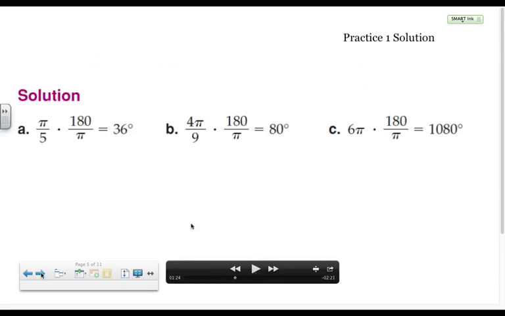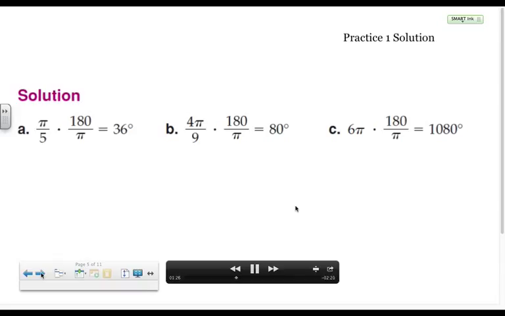So here are your solutions. Okay, pi over 5 we multiplied by 180 over pi. Again, we cross-canceled, or you just calculated it, and got 36 degrees. Okay, this one, 4 pi over 9 times 180 over pi. Again, calculator, and then we get 80 degrees. 6 pi times 180 over pi. Again, we put that in a calculator, and we get 1,080.